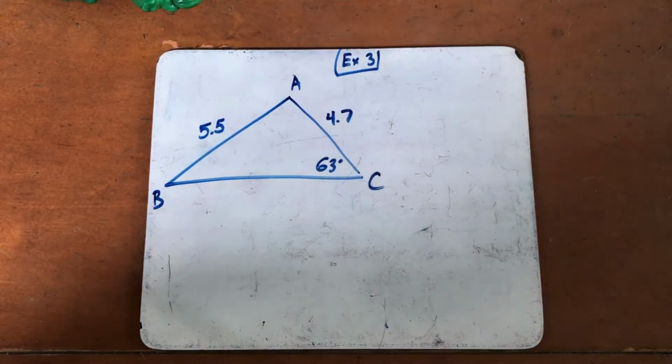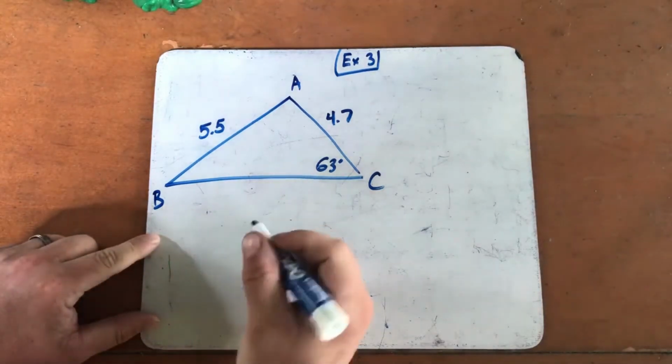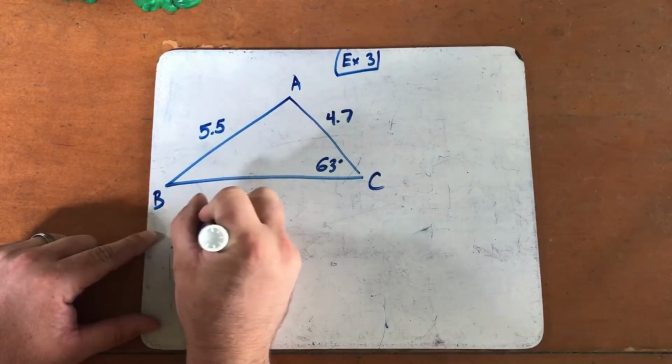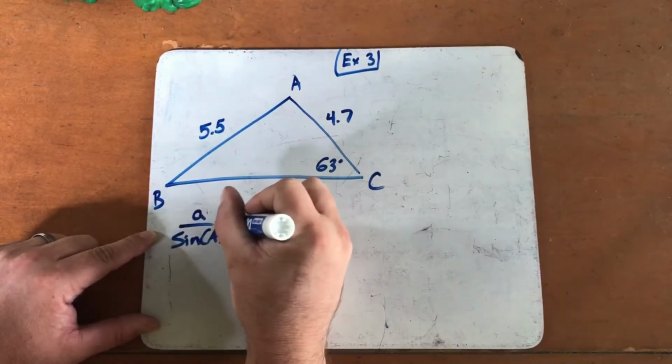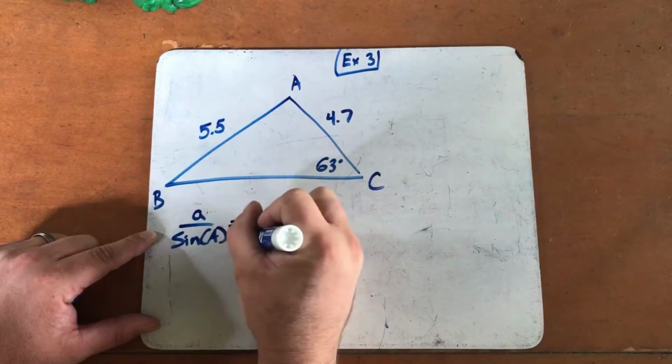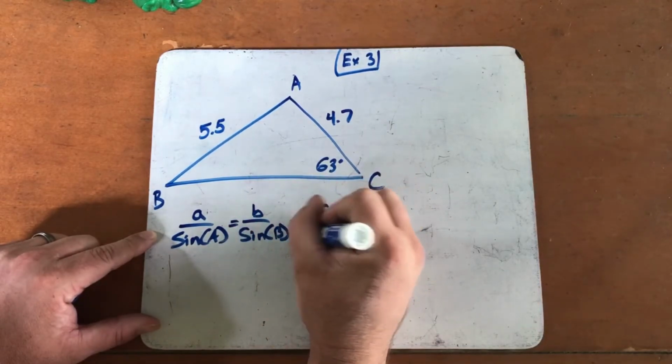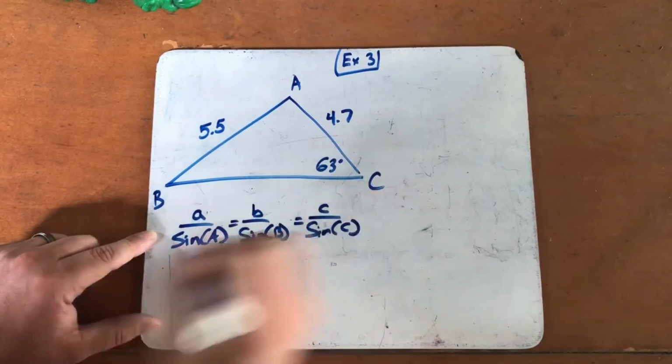It's just going to be a little bit different, but once I do the first part that's a little bit different, then it becomes the same thing I did before. So once again, I'm going to set up my proportions. I have a over the sine of angle A equals little b over the sine of angle B equals little c over the sine of capital C.